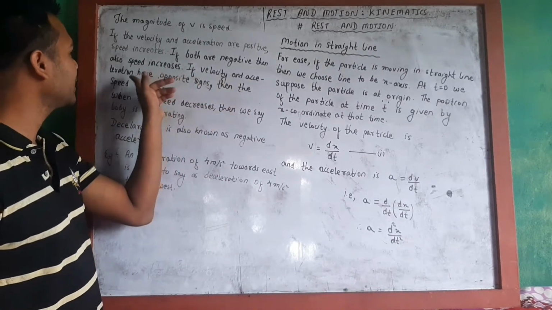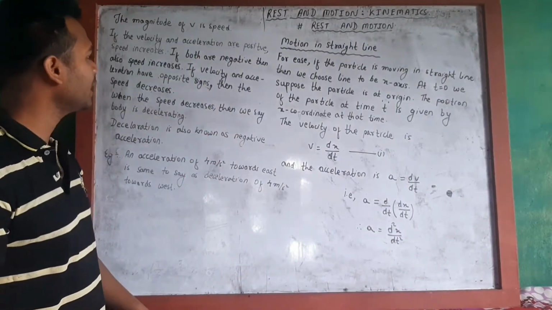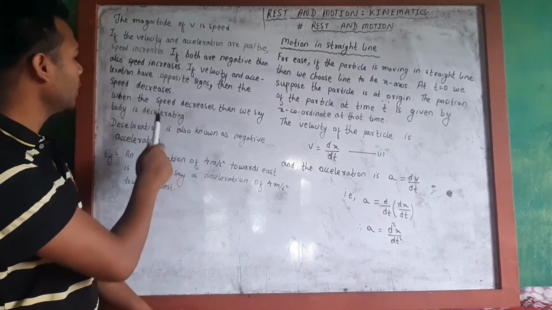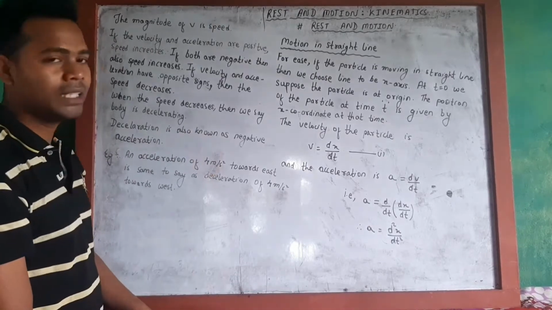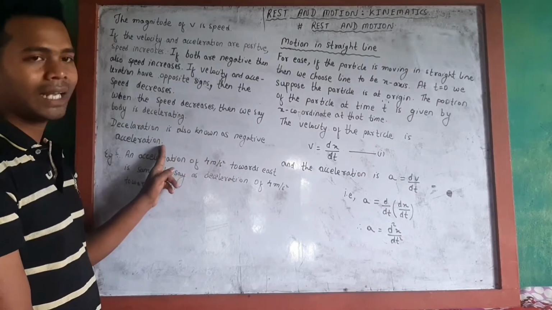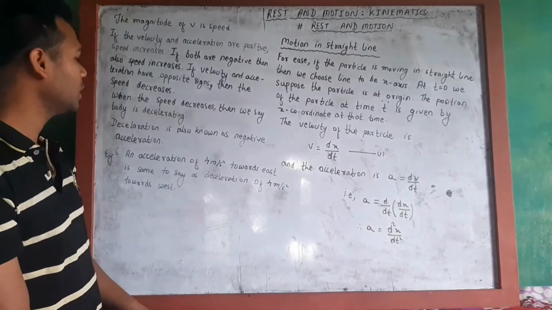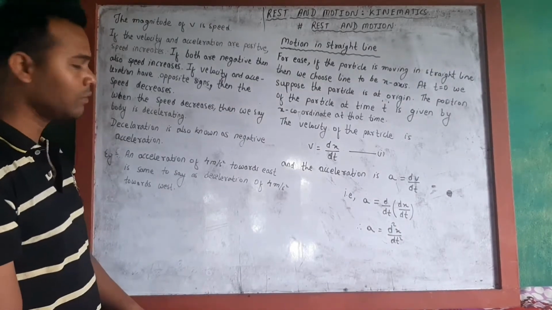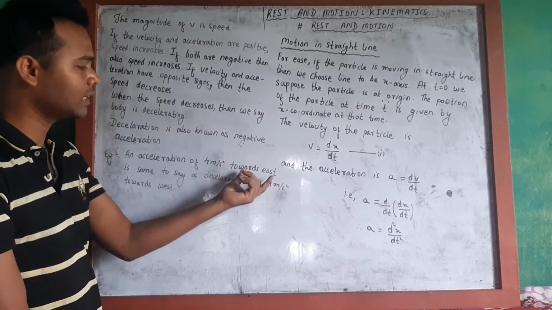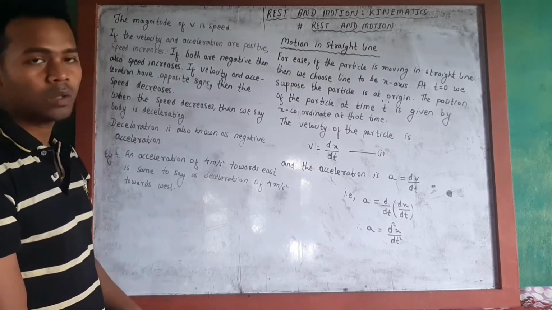If velocity and acceleration have opposite signs, then the speed of the body decreases. When the speed decreases, we say the body is decelerating, and deceleration is also known as negative acceleration. That means saying deceleration is equivalent to saying negative acceleration. Example: an acceleration of 4 meter per second square towards east is the same as a deceleration of 4 meter per second square towards west.